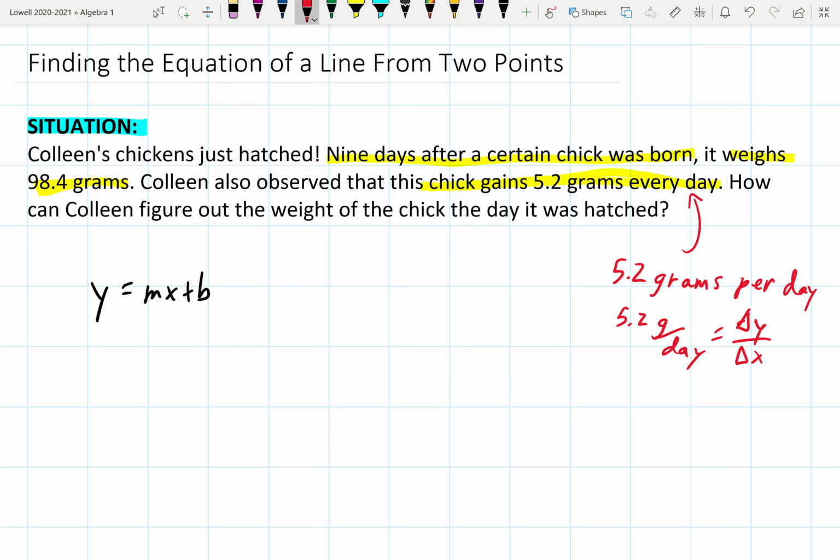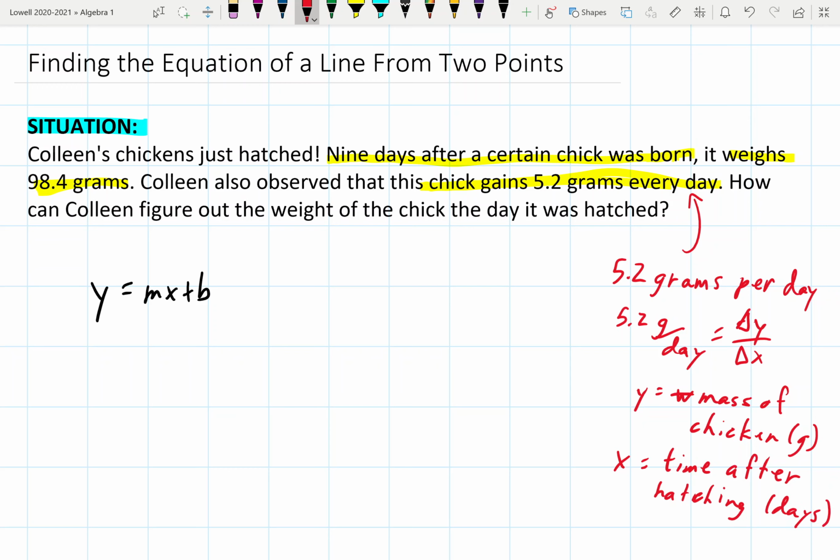This would tell us then that our y, or our dependent variable, is equal to the weight of the chicken. Actually, technically it would be mass. Mass of the chicken in grams. And then x is going to be the days. So we have to keep track of what this actually means. Remember, it grows 5.2 grams every single day, and it makes sense to start recording the days after the chicken hatched. So I'm going to say time after hatching, and I'm going to record that time in days. You could also just say days after hatching. That would be just as fine.